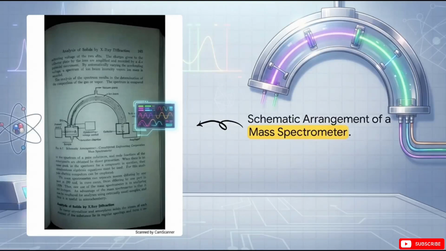You can clearly see the ionization chamber on the left side where the sample gets bombarded. Then, notice that large semicircular tube. As the ions travel through that curve under a vacuum, they are sorted by mass. By measuring the strength of the resulting beam hitting the collector over on the right, we can literally count the different kinds of atoms present.